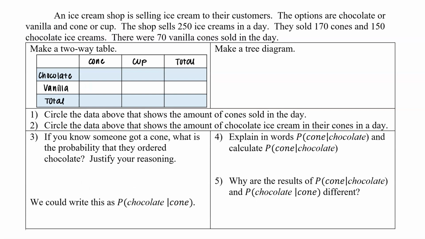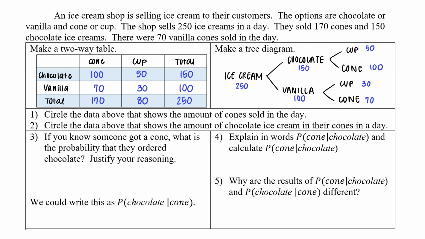Our first example deals with an ice cream shop. It sells ice cream to its customers. The options are chocolate or vanilla and cone or cup. The shop sells 250 ice creams in a day. They sold 170 cones and 150 chocolate ice creams. There were 70 vanilla cones sold in the day. Go ahead and make a two-way table and a tree diagram based off of the data displays lesson.